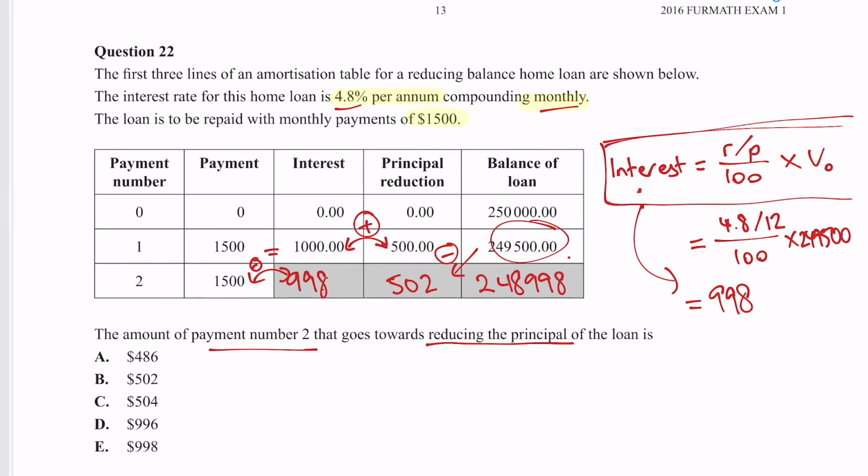It all starts with this important equation. So please remember to have that in your notes. So now we're looking for the amount of payment number 2 that goes towards reducing the principal. So that's 502, therefore B is our answer.